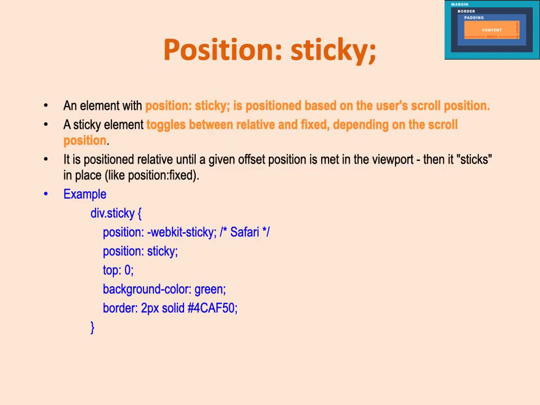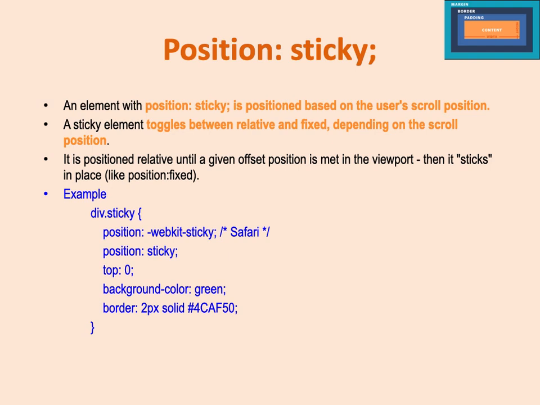Position sticky. An element with position sticky is positioned based on the user's scroll position. A sticky element toggles between relative and fixed depending on the scroll position. It will not disappear from the viewport. Even if we scroll down or scroll up continuously, it will not leave the viewport. It will be visible either on the right or left or top or bottom. It is positioned relative until a given offset position is met in the viewport. Then it sticks in place like position fixed.